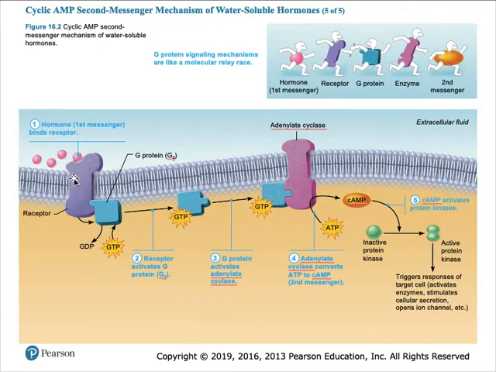So the hormone binds to the receptor. The receptor then is activated and activates this G protein. When the G protein is active, it's going to turn on adenylate cyclase, which makes cyclic AMP. And the cyclic AMP goes and does something inside of the cell. So here's a nice little simple way of looking at what happens.